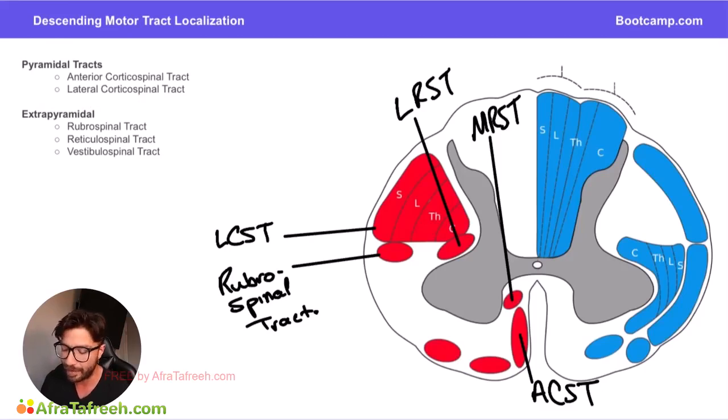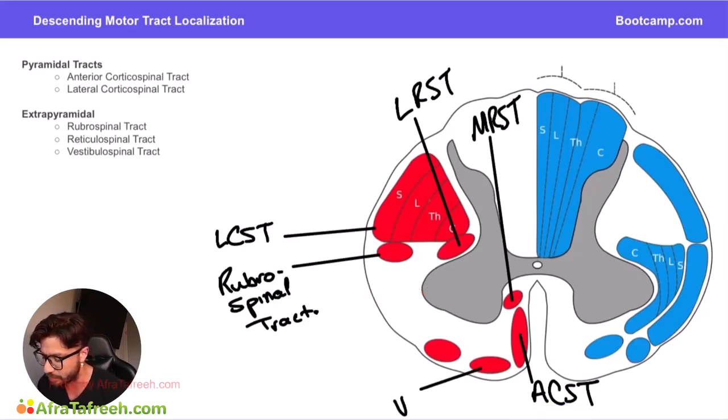And then finally, we have our vestibulospinal tract, which is going to be this structure right here, found just lateral to our anterior corticospinal tract. So this is our VST, vestibulospinal tract right there. So of course, that was just an overview of the localization of these different tracts.